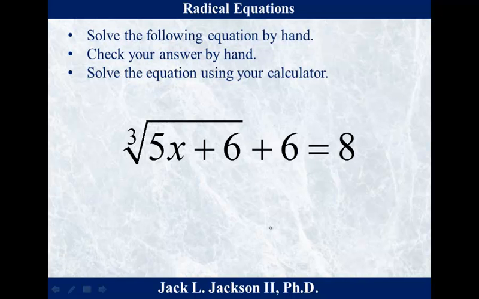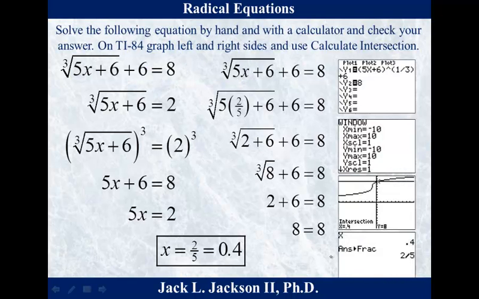Okay, this one's similar, but it's a cube root. Go ahead and do this one now. Press pause. So we're going to subtract 6 from both sides to get 2. Then we're going to raise to the reciprocal power. The cube root is the 1/3 power, so we're raising both sides to the 3rd power. And so that gives you 5x plus 6 on the left and 2 cubed, which is 8, on the right. Subtract 6 to get 2, and divide by 5 to get x is 2/5, or in decimal form, 0.4.